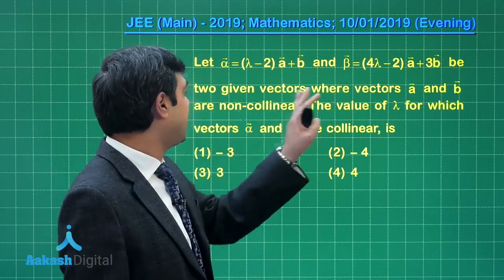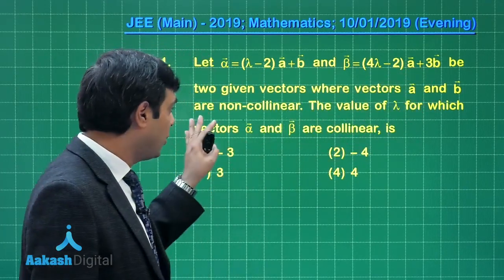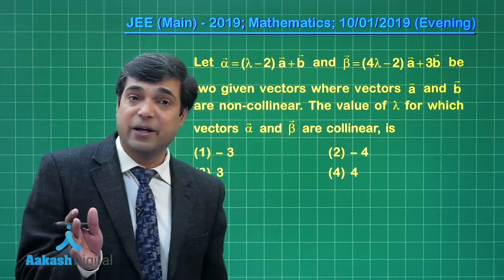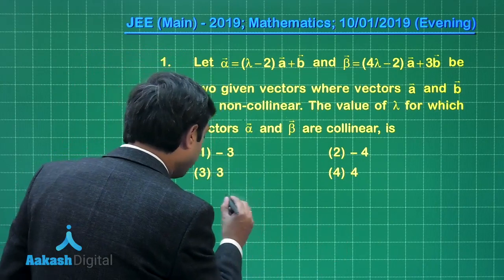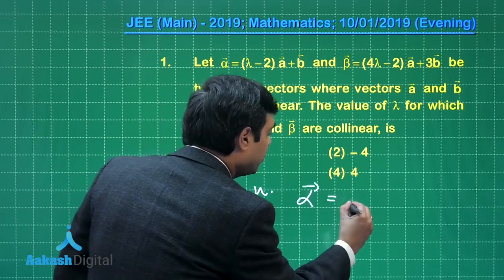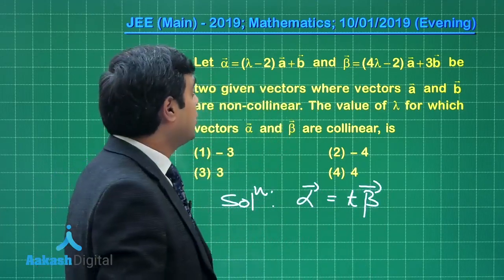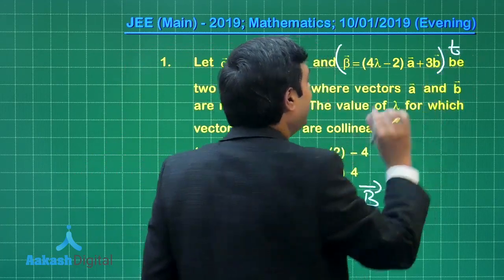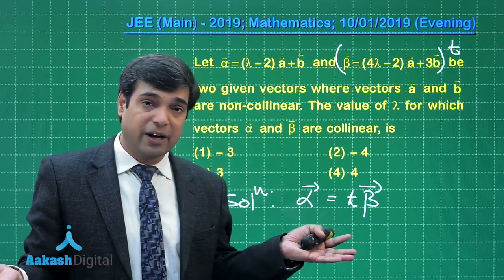Let alpha and beta be two given vectors such that a and b are non-collinear. We have to find the value of lambda so that the vectors alpha and beta are collinear. Now two vectors are collinear, meaning what we require? We simply say alpha vector is equal to t times beta vector. I am sure this is clear. Okay. So let us say I have multiplied this one with t, correct. When you multiply, then you can compare the coefficients of a vector and b vector.